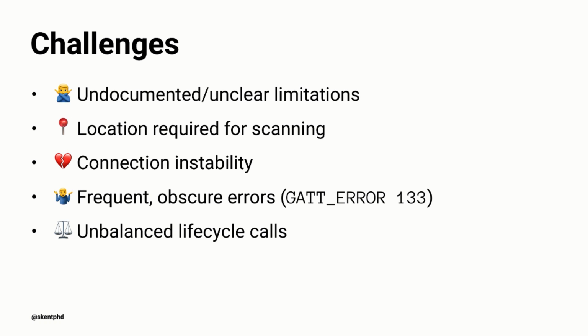The connections that you'll make with peripherals will tend to be fairly unstable. They will drop probably once a minute, let's say. They are very, very unstable. You will also see frequent obscure errors. My favorite, and by far the most common, is GATT error 133. That is all of the information you have. It is just called GATT error, and it represents any error with no cause.